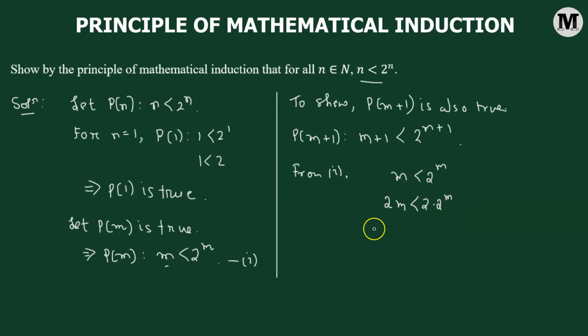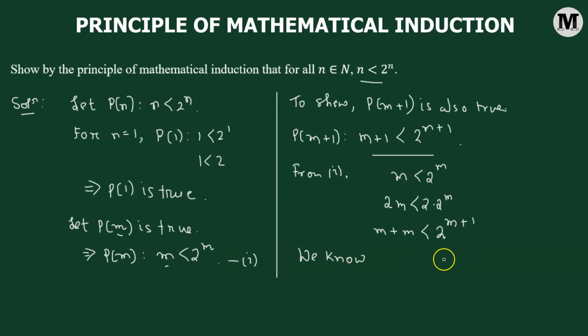Now 2 times m can also be written as m added to m. So this is going to be less than, now 2 multiplied by 2 raised to the power of m, that's simply 2 raised to the power of m plus 1. Okay, fine. Now, in reality, we have to show that 2 raised to the power of m plus 1 is greater than m plus 1. However, what we are getting here is 2 raised to the power of m plus 1 is greater than m plus m. However, we know for a fact that m here is nothing but a natural number.